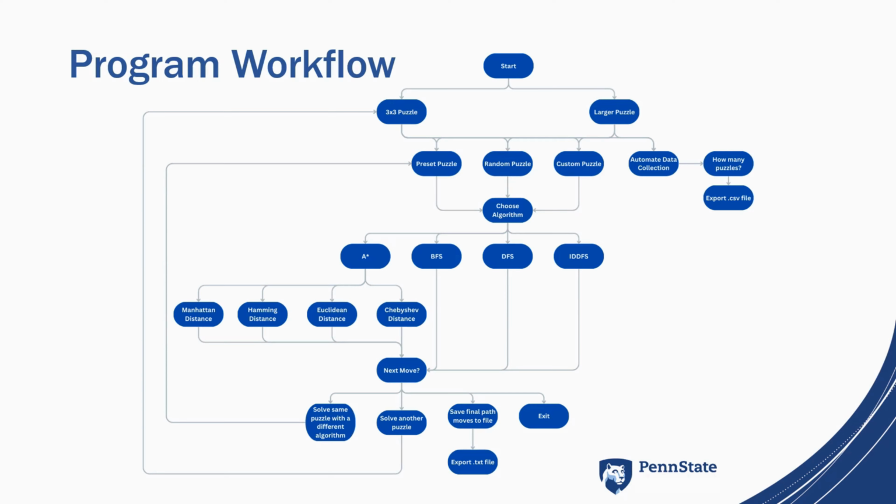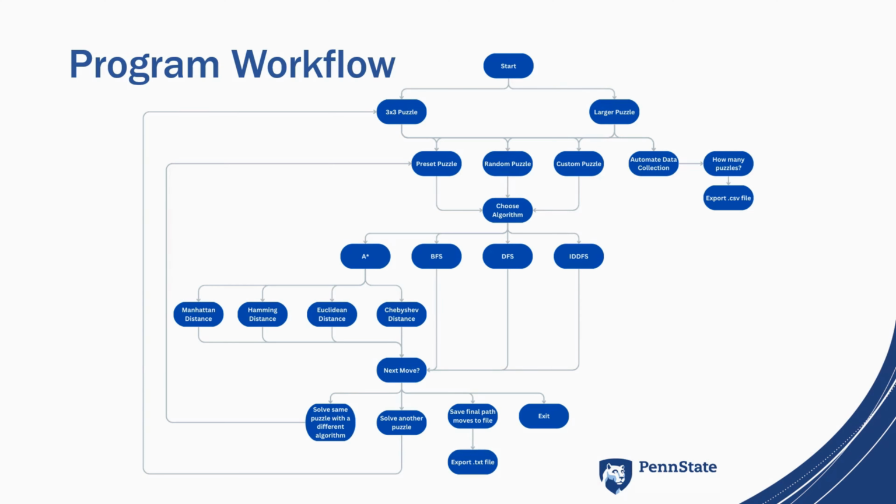Here we can see a chart of the workflow for our program. We begin at the top, where the user is prompted to choose between the default 3 by 3 puzzle or a larger puzzle. After making their choice, the user can then choose their start state. They can select one of the 3 provided preset options, or generate a random puzzle, which the program automatically tests for solvability and continues only once a solvable puzzle is found.